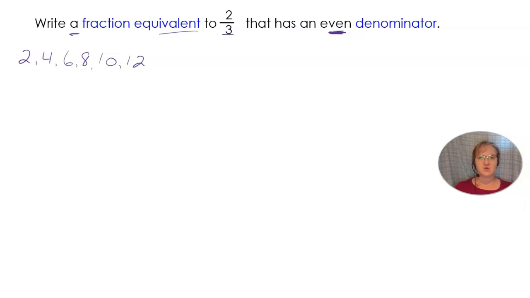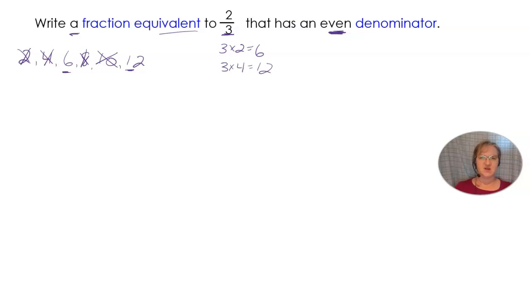Next step is to look at what we could multiply 3 by in order to get one of these numbers. 3 times something is 2. That doesn't work. 3 times something is 4, that doesn't work either. 3 times something is 6. We could use 6 because we know that 3 times 2 equals 6. So that works. 8 would not work. We can't multiply 3 by anything to get 8. 10 doesn't work. 12 would also work because we know that 3 times 4 equals 12.